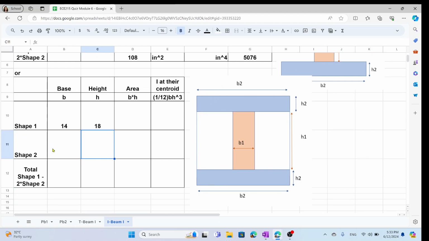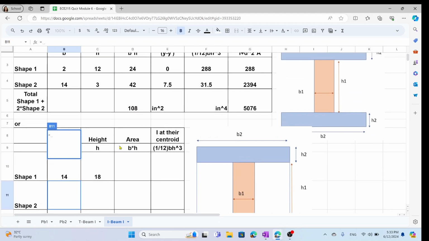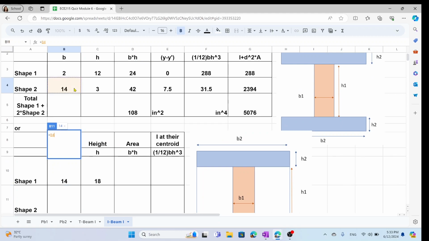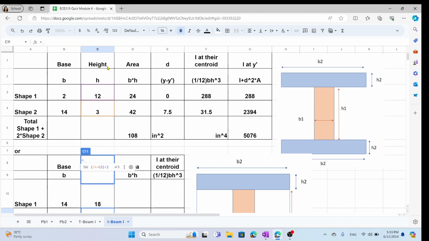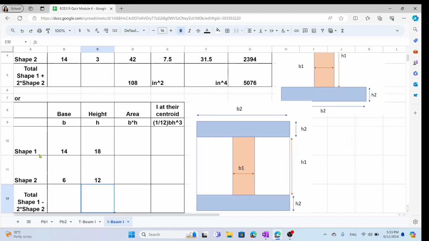Okay, and for shape number 2, the base will be that distance. So that will be B2 minus B1, and I need to add parentheses to that, divided by 2 because it's just one side. And the height will be just H1. Here we go.